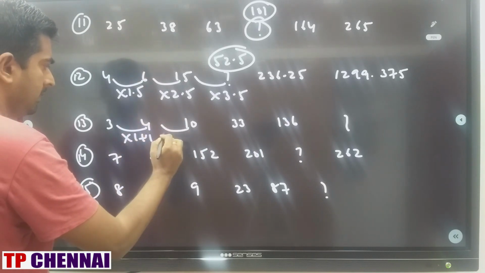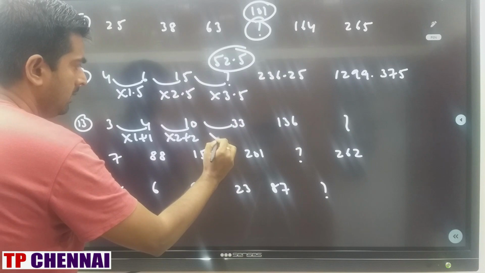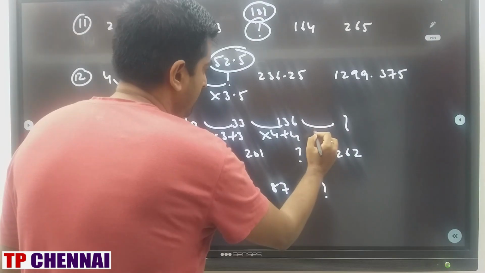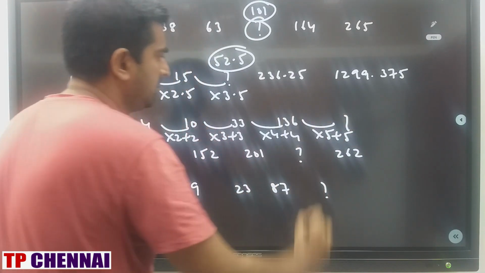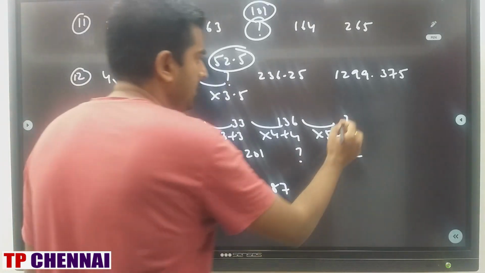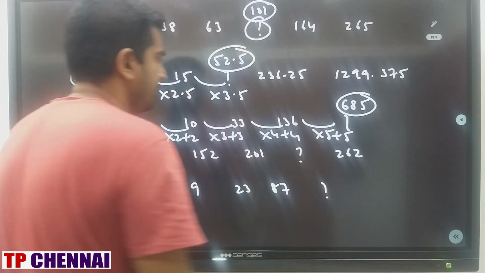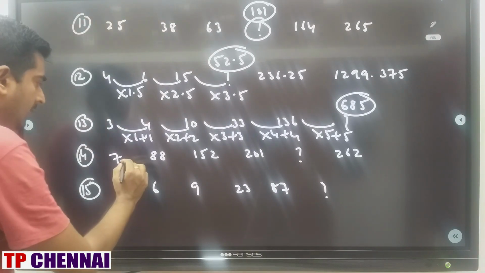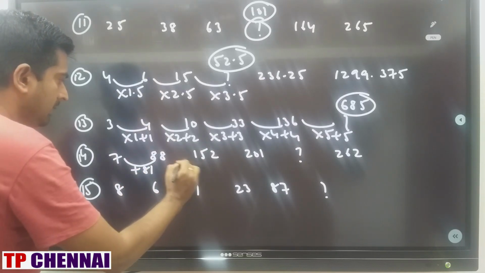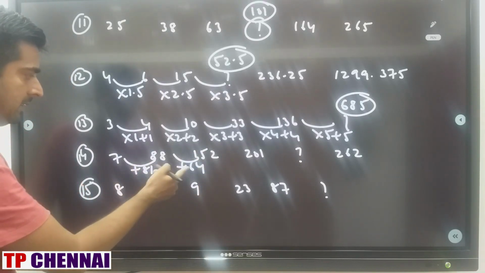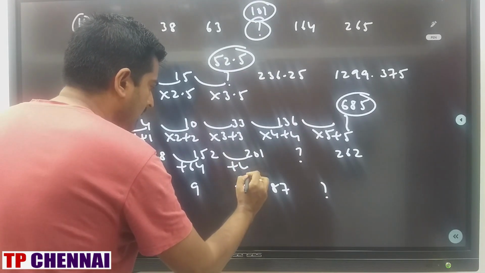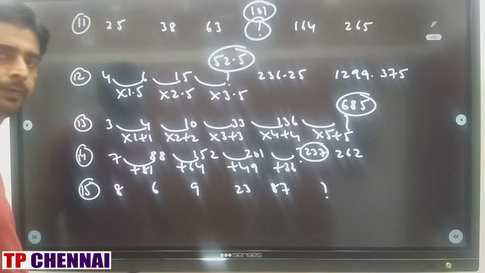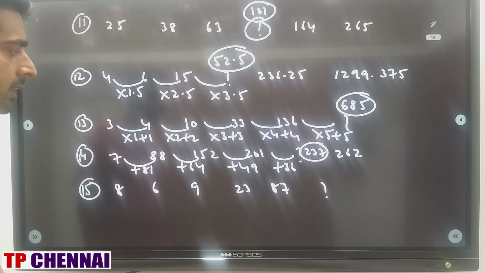Next one: 3, 4, 10, 33, 136, question mark. Into 1 plus 1, into 2 plus 2, into 3 plus 3, into 4 plus 4. This will be into 5 plus 5. What is 136 into 5? 680 plus 5. 685. Next one: 7, 88, 152, 201, question mark, 262. Difference is how much? Plus 81, plus 64. Plus 9 square, plus 8 square, plus 7 square, plus 6 square. What is the answer? 237.